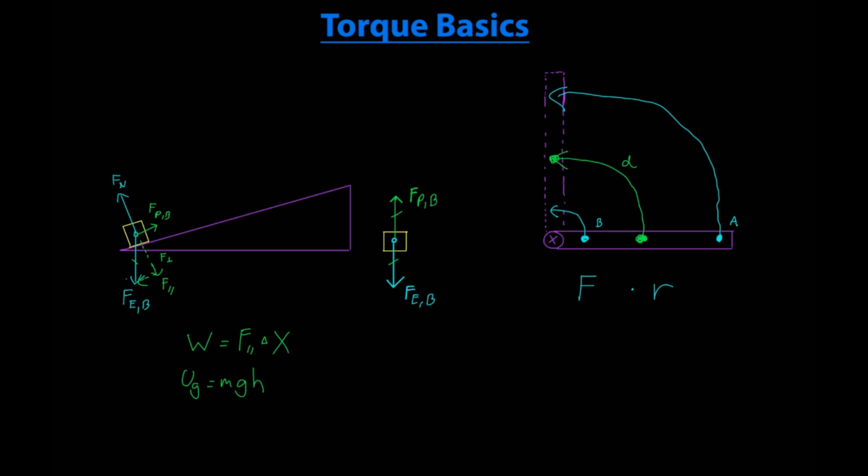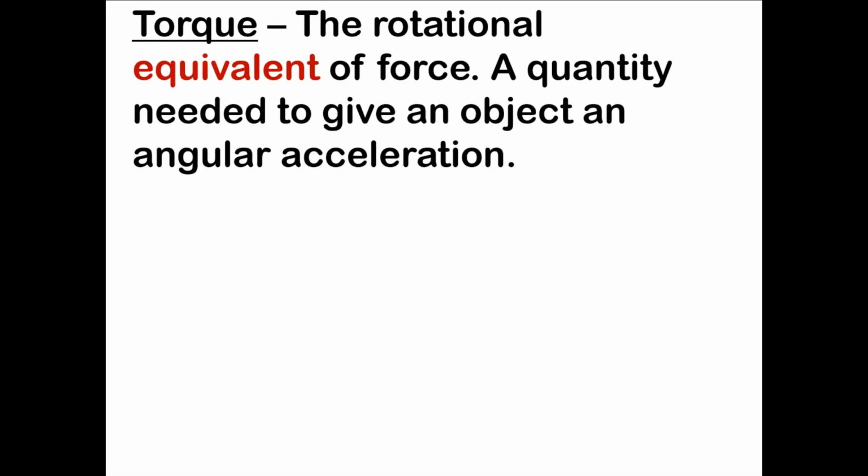Now, if you look online in the dictionary, you'll see a pretty simple definition about using a force to rotate something, blah, blah, blah. But I'm going to get a little more specific here, and this will help your memory for when you need it. So we're going to use this. Torque, the rotational equivalent of force, a quantity needed to give an object an angular acceleration. So a force is needed to give an object a linear acceleration. A torque is required to give an object an angular acceleration.